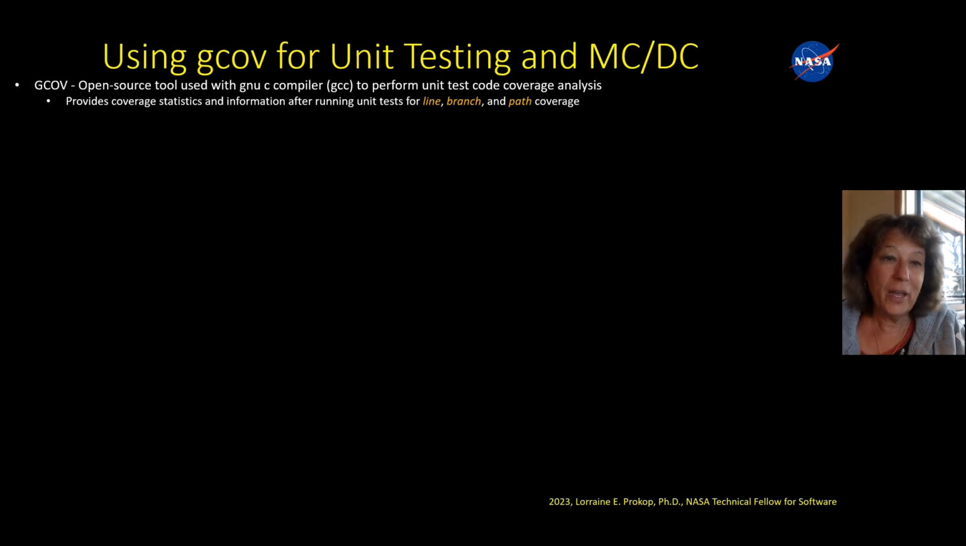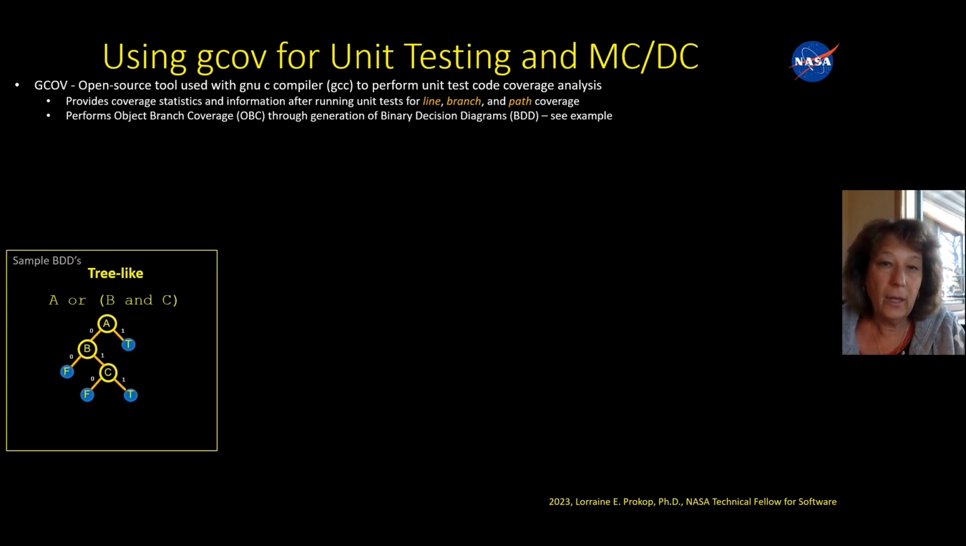Now let's switch gears and go into using the Gcov tool to do this unit testing and to do MCDC coverage with it. Gcov is an open source tool that is used in conjunction with the GCC compiler to help provide code coverage statistics when you're unit testing, that second part of unit testing. It gives you statistics for line, branch, and path coverage. And in order to understand how it relates to MCDC, we have to go into how it works a little bit.